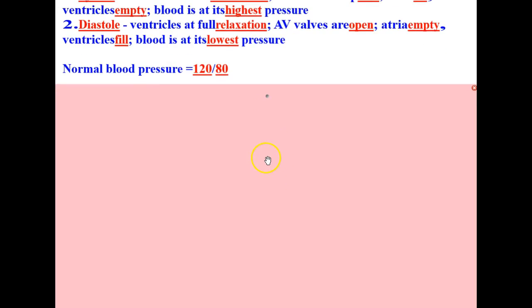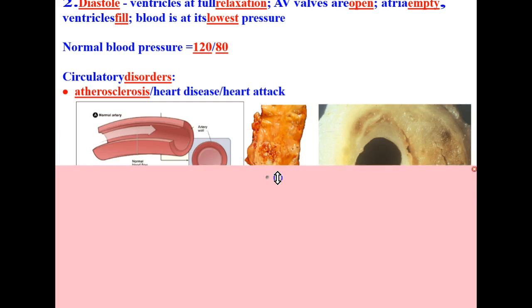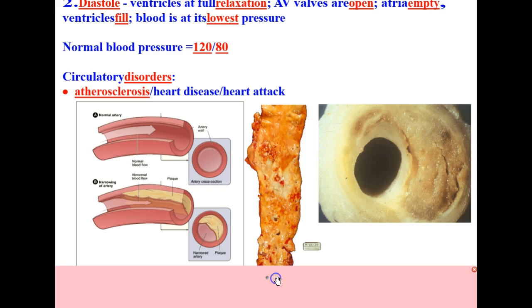All right, let's take a look at 6 circulatory disorders. We're going to start with arterial sclerosis, also known as heart disease, and this is what causes a heart attack. This is when the arteries are narrowed by the buildup of plaque in the arteries, and this is what causes less blood to be able to get to the heart, and therefore is the cause of a heart attack. Here's a nice picture of some plaque buildup inside an artery.